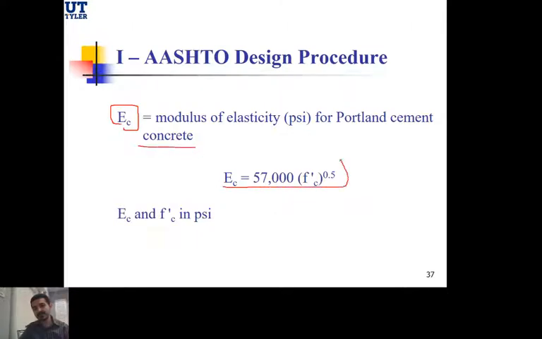So the EC value can be estimated knowing the f'c, which is the compressive strength. And so the square root of this compressive strength times 57,000 would get us the EC in psi.